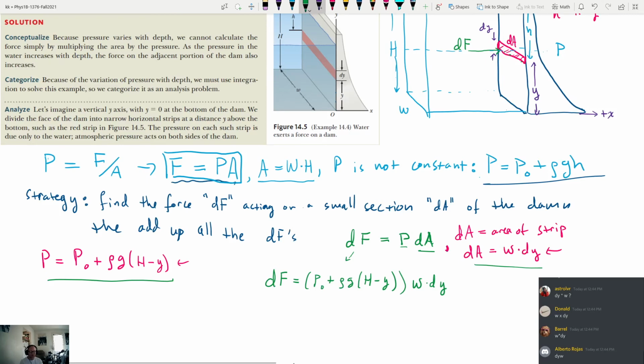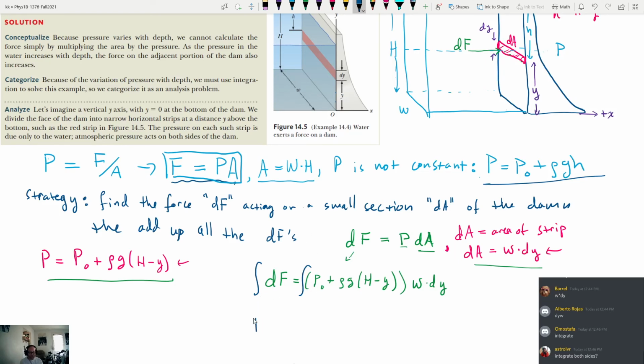So the next step, anyone know what the next step is? Anyone take a guess? Our strategy, remember, was to find the force dF acting on a small section dA of dam. We've done that, right? We got everything in terms of one variable, y, and a bunch of constants. And then it says to add up all the dFs, and that's right, Astrolover. The way you actually add everything up is you use an integral. Because as you know from studying integrals, integrals are kind of a limit of a Riemann sum, and so it's a way of summing up a bunch of things. An integral is basically just a sum if you think about it.